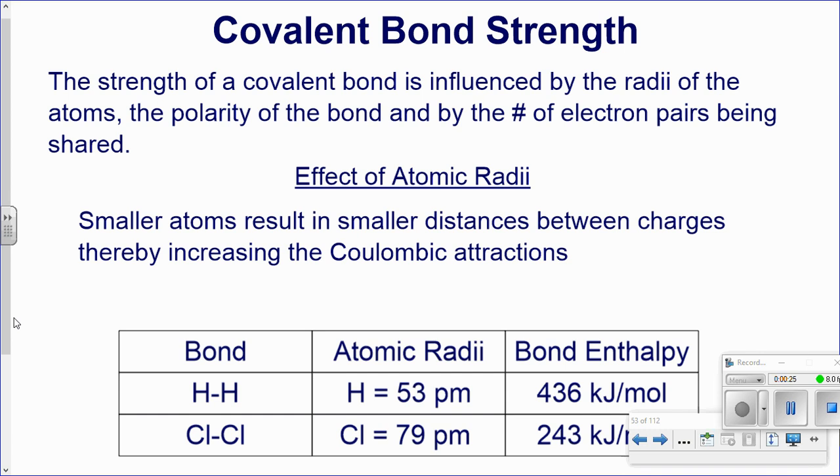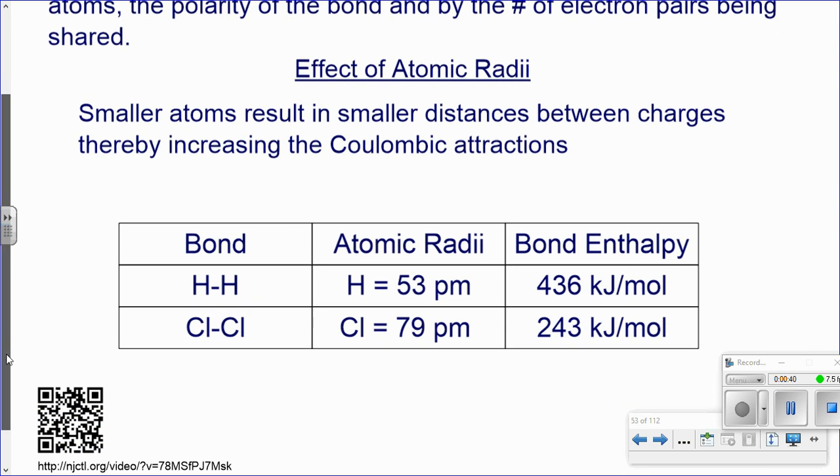It's basically an electrostatic attraction. How strong the covalent bond is, or the strength of the covalent bond, is influenced by the radii of the atoms, the polarity of the bond, and the number of electrons that the bond is sharing. So what we're going to look at first is the effect of the atomic radii. Smaller atoms result in smaller distances between charges, therefore there's a stronger attraction.